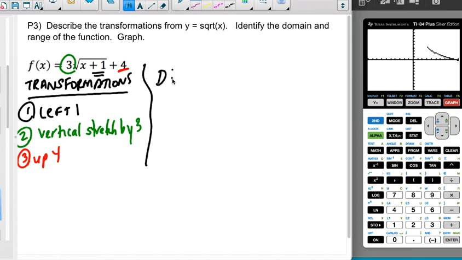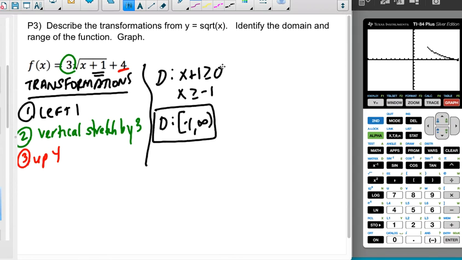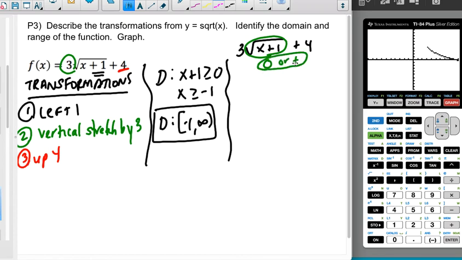So for the domain, I know the inside of the root has to be greater than or equal to 0, so x has to be greater than or equal to negative 1. So when I write my domain, I'm going to write it parenthetically as negative 1 to infinity. Now for the range, and again, the range requires a little bit more logic, right? So when we look at this function, the easy way to figure this out is to pretend that the root is 0, right? Because it could be 0 or positive. That's what the root could be.